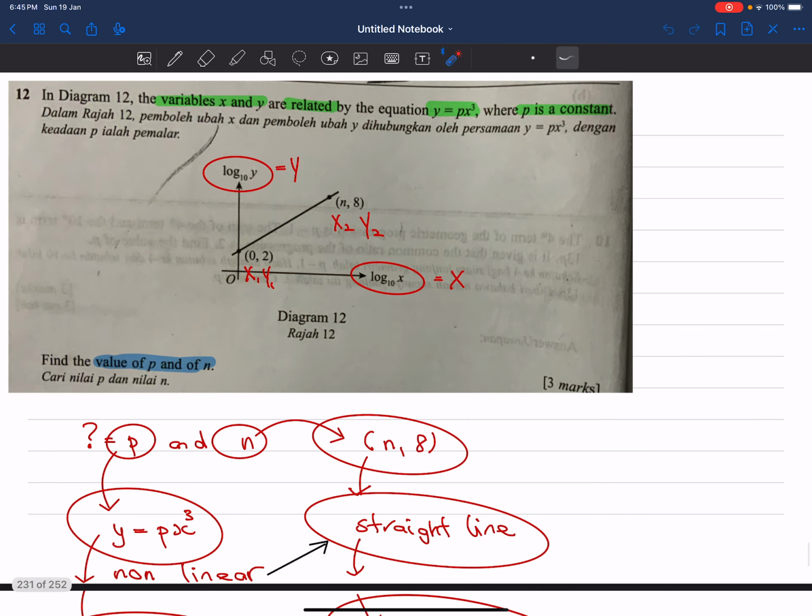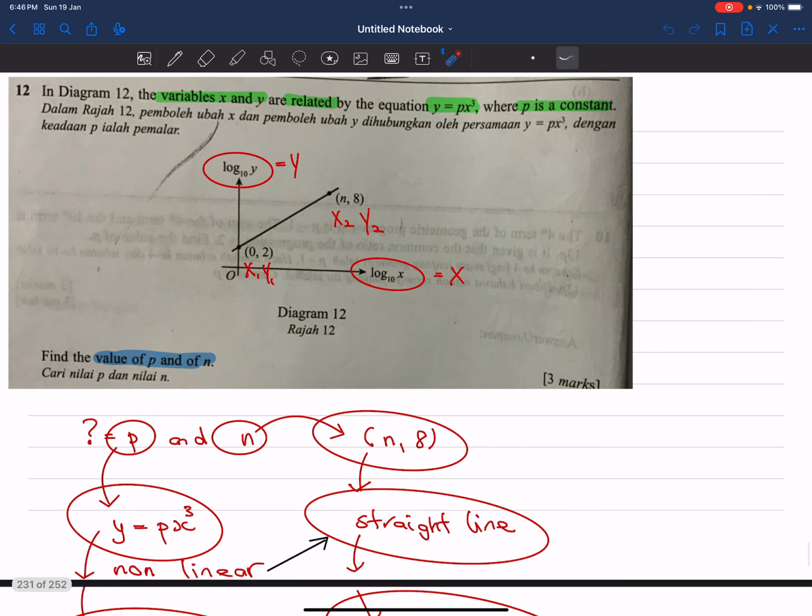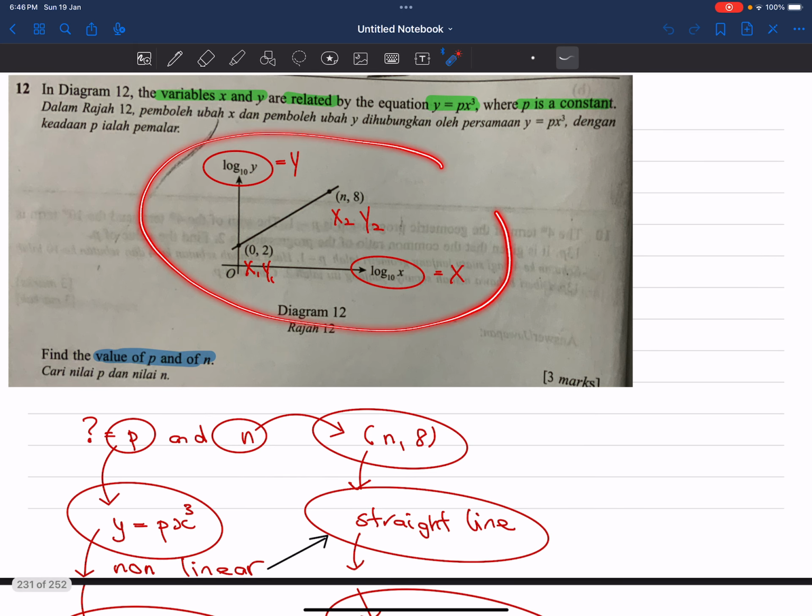Topic: Linear Law. In diagram 12, the variables x and y are related by the equation y equals p x cubed, where p is a constant. Find the value of p and n. First of all, we complete the diagram.